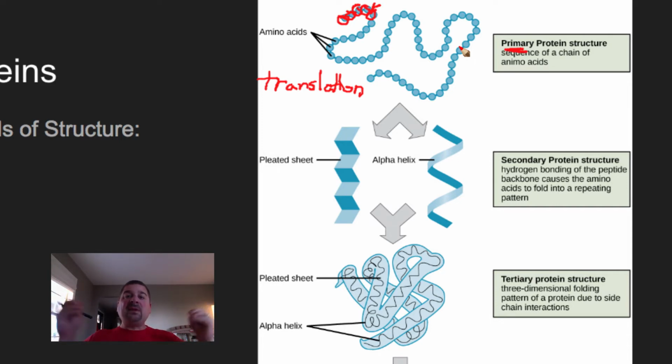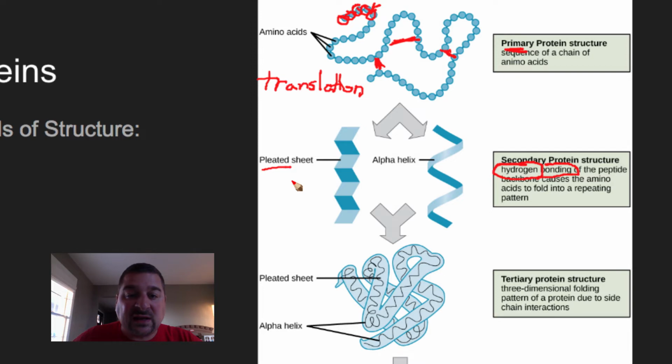What begins to happen is those R groups that hang off the bottom begin to interact. You have a similar picture in your notes. For secondary, highlight hydrogen bonding. Hydrogen bonding with those R groups starts to cause interactions between the little folds and bends here. When it does that, it can do two things. It can make a pleated sheet where it kind of zigzags, and you get little interactions there between the polypeptide amino acids.